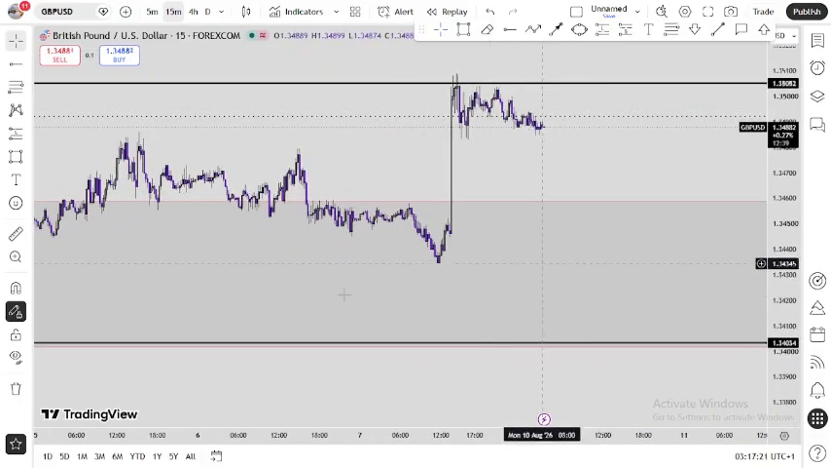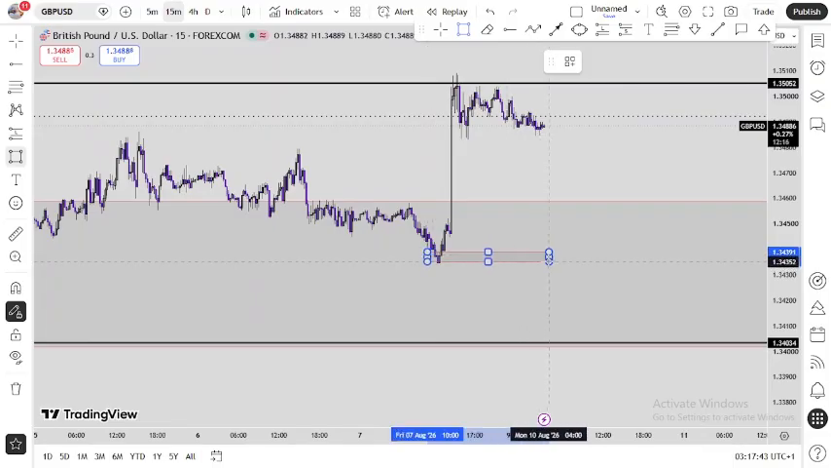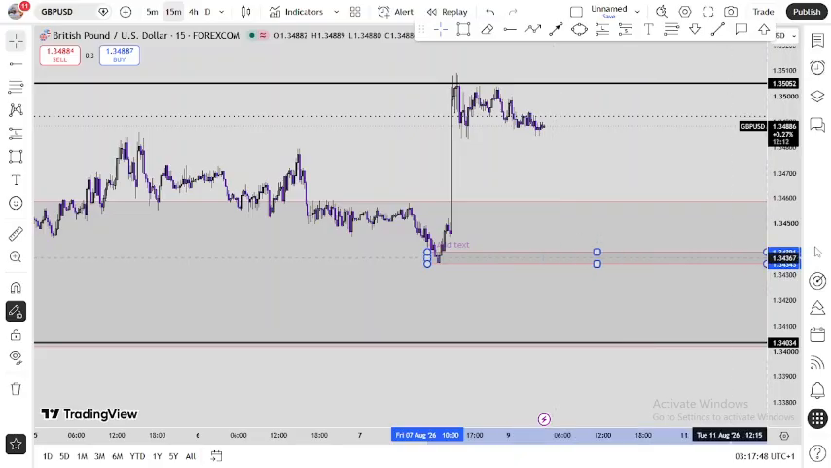So in this case, the one that's catching my eye is this area here because of the significant displacement that it created. So it created a displacement and then it broke this high too. So we have two criteria met to create the supply area, and then of course the candle formation too. So something like this.